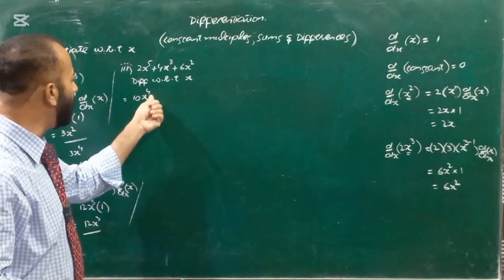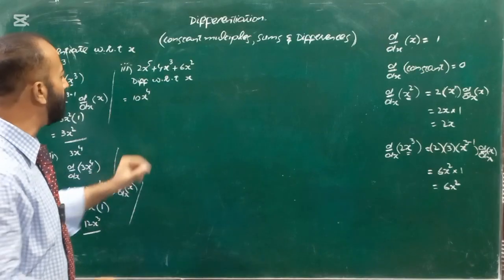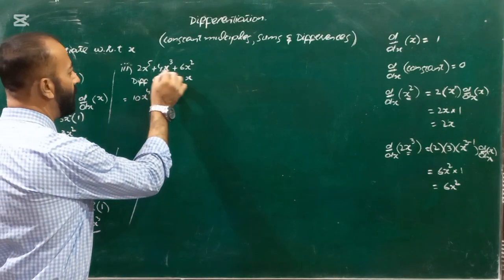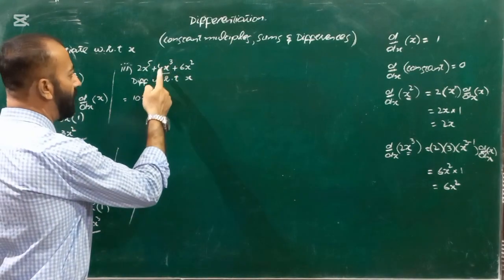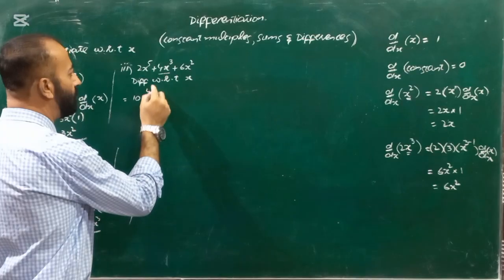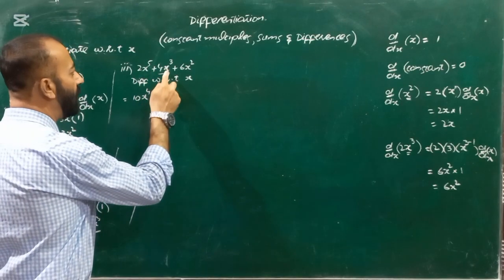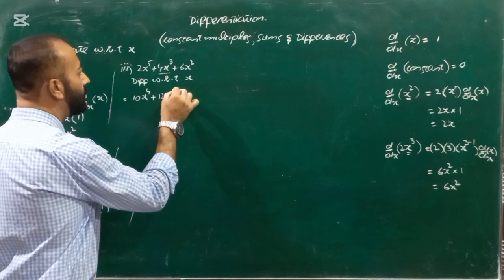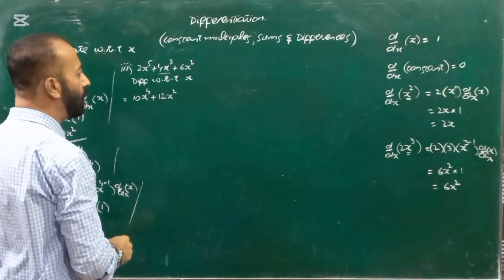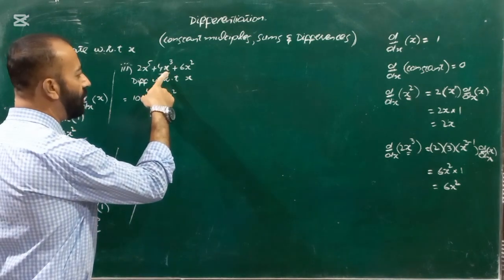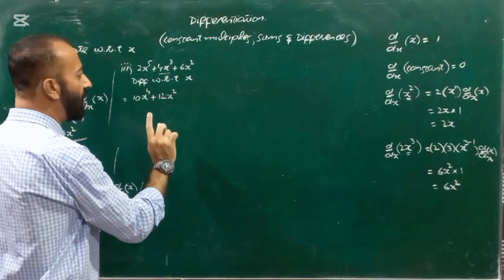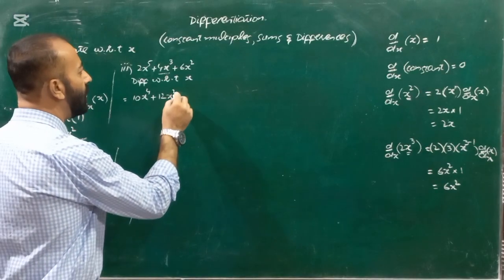10x raised to power 4 into 1 will be 10x raised to power 4. So look now, we are going to solve the next one. The power will come down. 3 4s are 12. Here is plus. Make 1 less from the power, it will be x^2 now. And take the differential of x, so into 1 will make no effect.